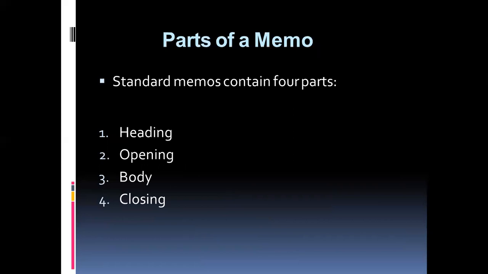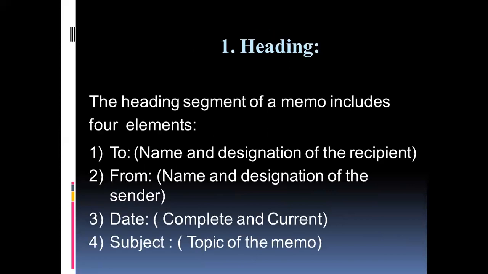And parts of a memo. Standard memos contain 4 parts: heading, opening, body, and closing. Usually we have something different in essays or speeches, but this is something like 4 parts: heading, opening, body, and closing. Let's have a look. What does the heading consist of?